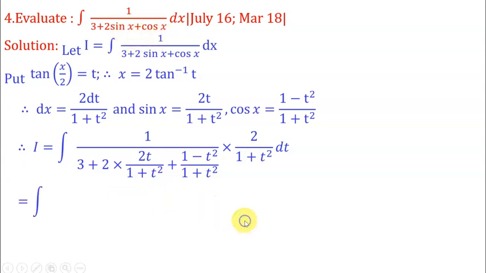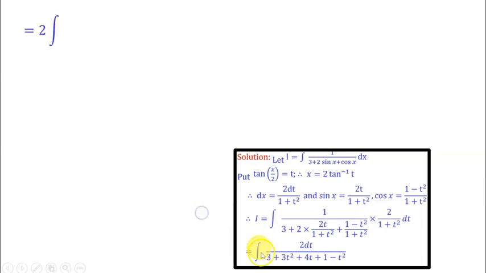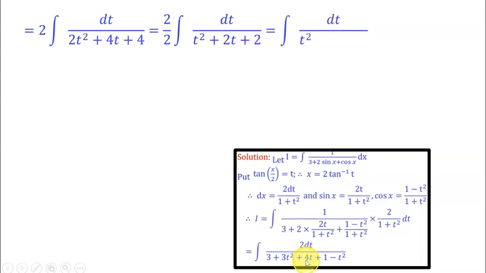After simplification, you will get 2 dt. In the denominator, the 1 plus t square gets cancelled, so 3 into 1 plus t square gives 3 plus 3t square. Next, 2 into 2t is 4t, and the 1 plus t square again gets cancelled, and you get 1 minus t square. After simplification, 3t square minus t square gives 2t square, then 4t, and 3 plus 1 is 4.